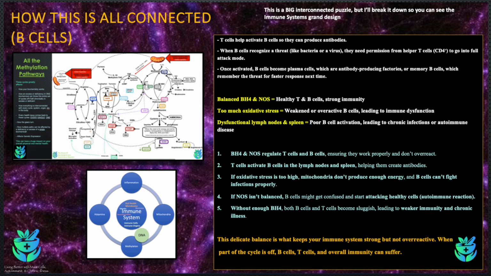If NOS isn't balanced, B cells might get confused and start attacking healthy cells, and that's an autoimmune reaction. Without enough BH4, both B and T cells can become sluggish, leading to weaker immunity and chronic illness. And remember, if you're too acidic, this is greatly going to affect how these cells work. So this delicate balance is what keeps your immune system strong but not overreactive. When part of the cycle is off, say your mitochondria, your methylation, your gut microbiome, B cells, T cells, and overall immunity can definitely suffer.